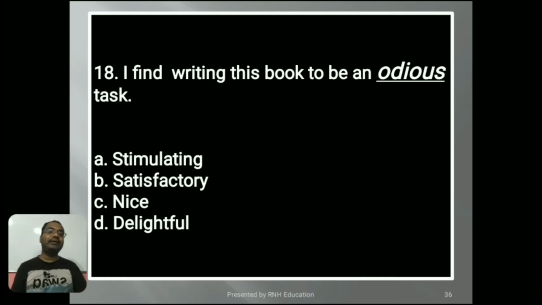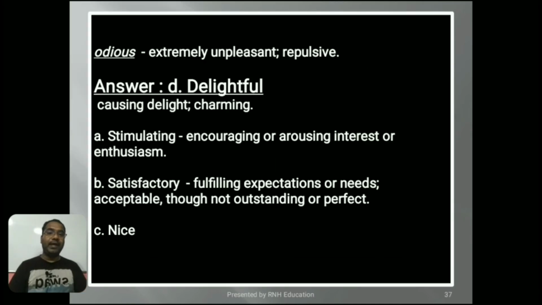I find writing this book to be an odious task. The word is odious. Now take the options. Options are A, stimulating, B, satisfactory, C, nice, and D, delightful. Now going to the answer section. At first take the word odious. Odious means extremely unpleasant or repulsive. Extremely unpleasant. Okay, so the right opposite word should be delightful. Delightful means causing delight or charming, that is called delightful.